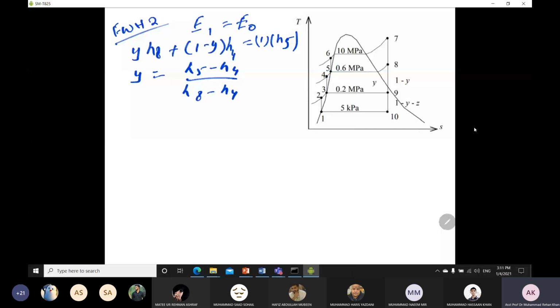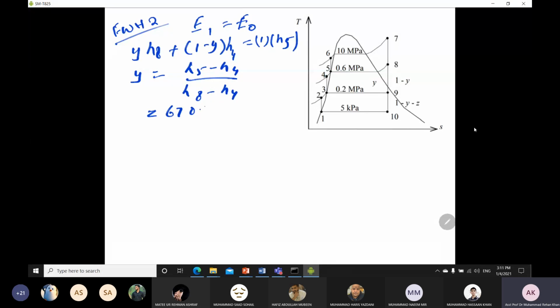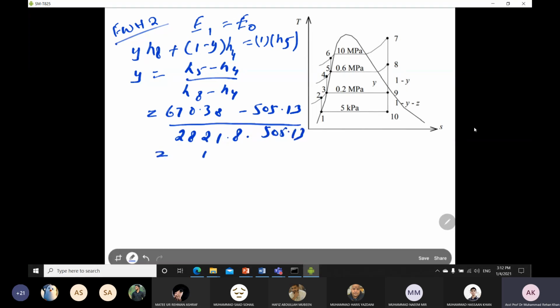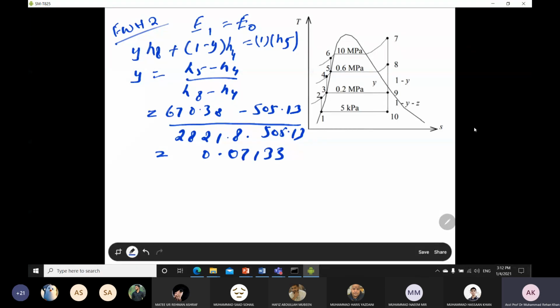Plug in all the values because you already found the enthalpy values at all the states. So you have H5 minus 505.13, which is H4, over 2821.8, and this is 505.13 again. This comes to be 0.07133 of your bleeded steam that is extracted towards your feed water heater 2.